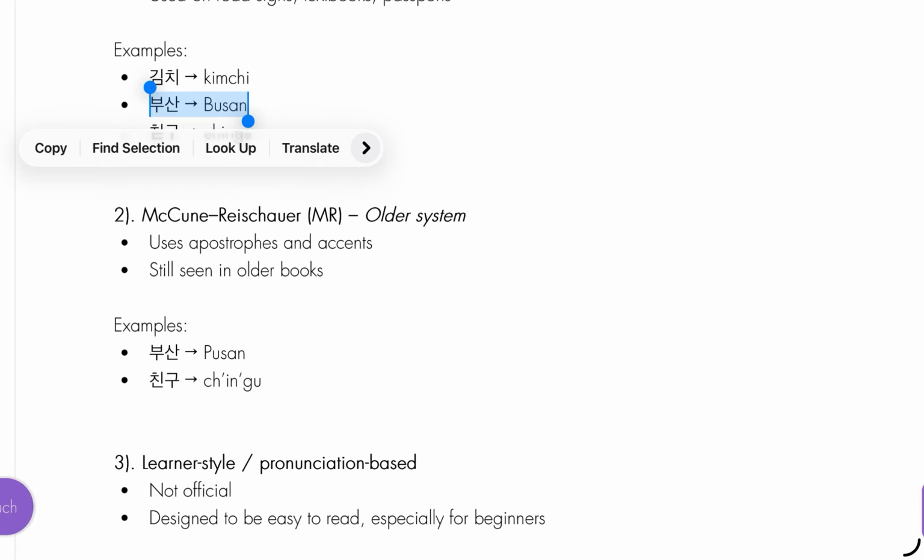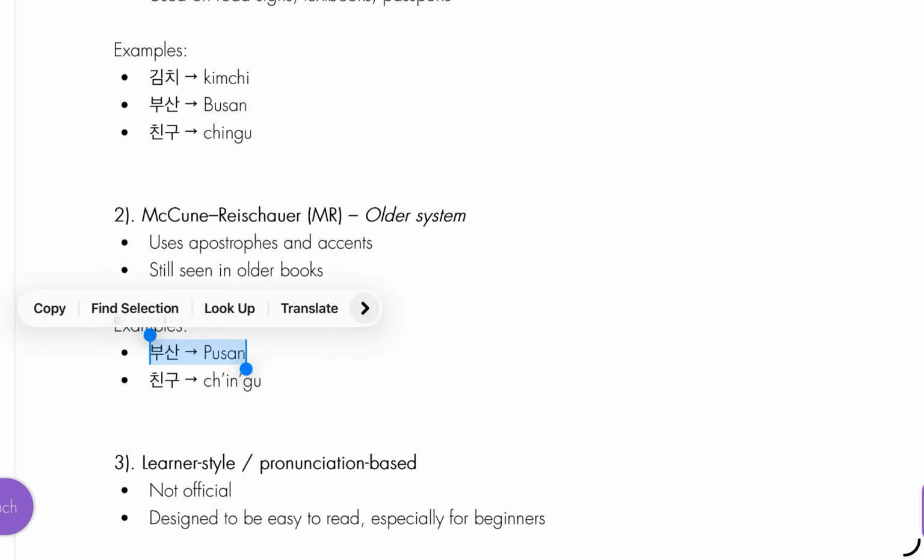This one is spelled Busan. This one is spelled Pusan. When you pronounce it, it is more like a P sound, Busan, Busan. Even though it is a B, it's pronounced more like a P. So they're actually putting that in there.